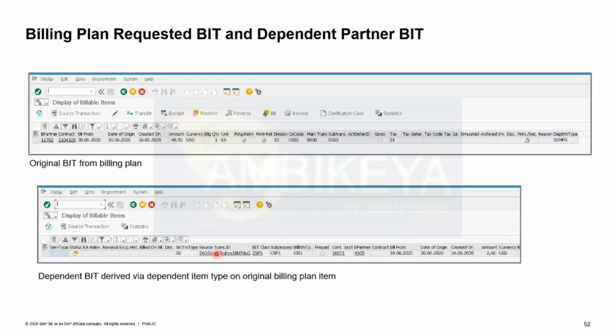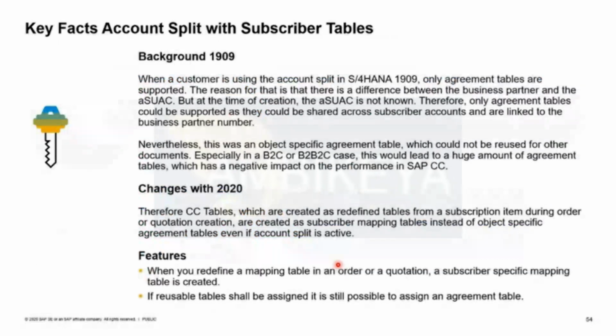Here there is customizing for how a dependent item type is determined, and when a dependent item type is applicable, how the respective business partner and contract account are determined, and how the amount is calculated. Maybe at the end of this, I will show you that customizing. I somehow missed that slide here.